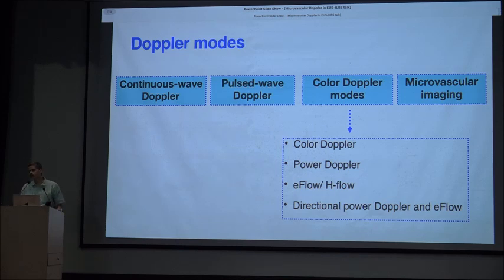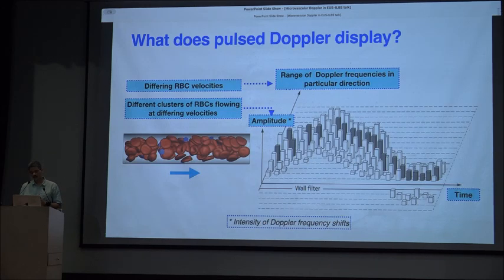We have continuous wave Doppler, which is used by phlebologists and in obstetrics; we will not talk of this. We have pulsed wave Doppler, and the color Doppler modes, which include color Doppler, power Doppler, E flow or H flow, directional power and directional E flow, and microvascular imaging. So I'll see how much we can cover. But the fundamental is pulse Doppler.